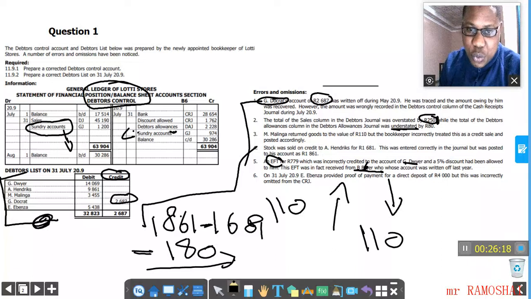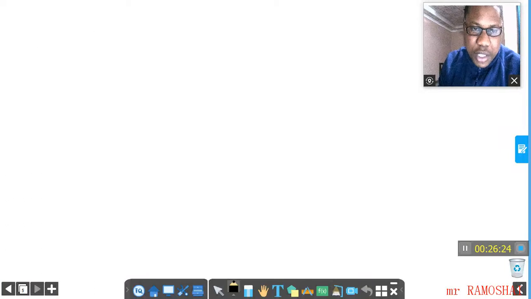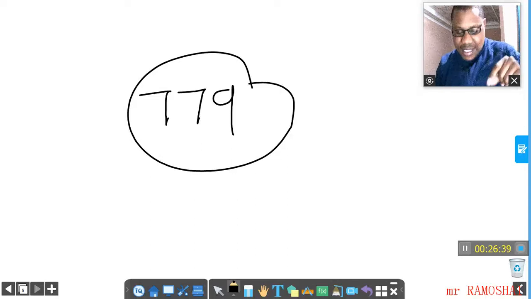So what are we going to do? Let me go to a clean page. Let me add a page. This amount is 779 rand. So this amount, there is a discount that was subtracted. So now we need the initial amount, the discount which was subtracted.